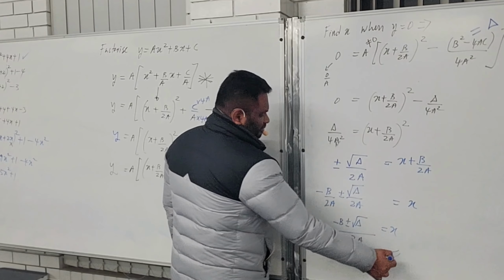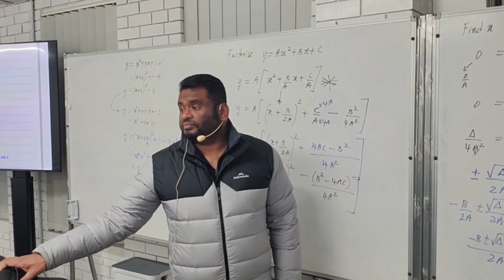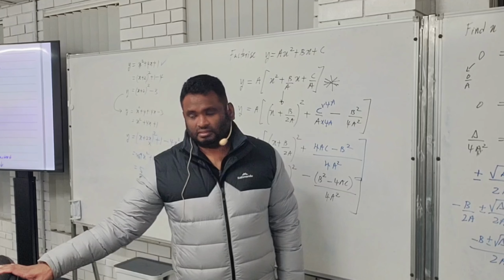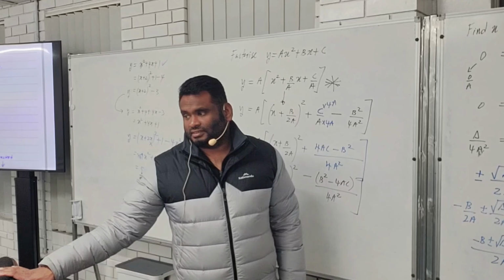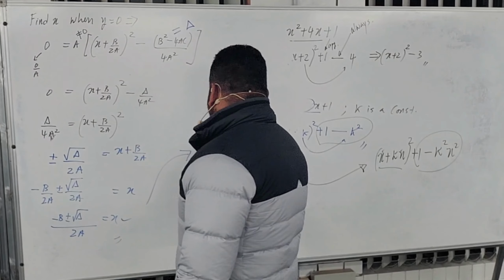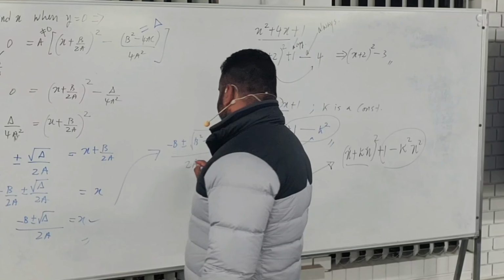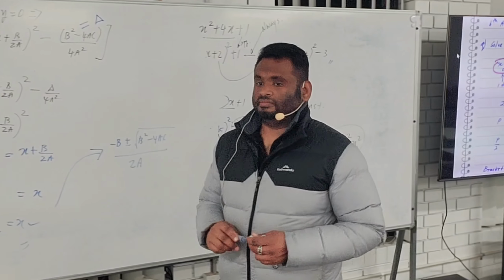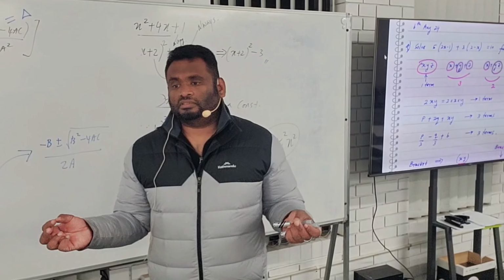What is this? That is x-intercept and that is called quadratic formula. What is quadratic formula? Quadratic formula is minus b plus or minus the square root of b squared minus 4ac, divided by 2a. What is this delta? So what is quadratic formula? Quadratic formula gives you x-intercepts.